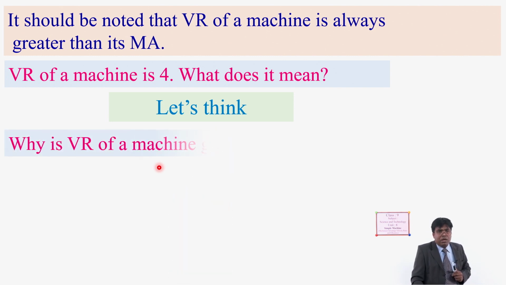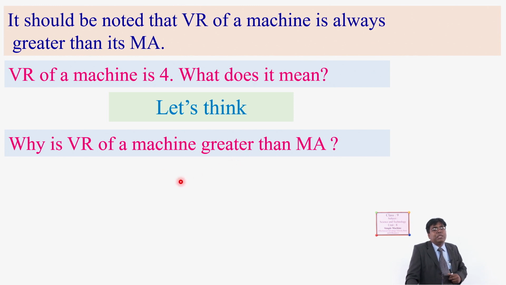Now I want to give you a question. Let's think about it. Why is VR of a machine greater than MA? Do you have any guess? Okay, very good. VR is not affected by friction, but MA is affected by friction. It means some of the energy, some of the work is wasted doing work against friction. In case of MA, as it is affected by friction, some energy is wasted. But in case of VR, no energy is wasted, and that's why MA is less than VR, or VR is greater than MA.